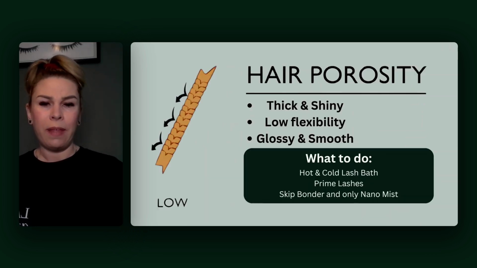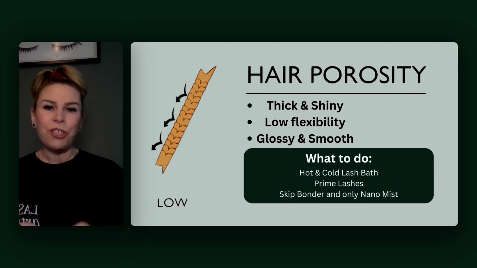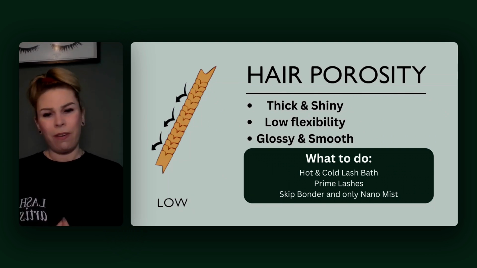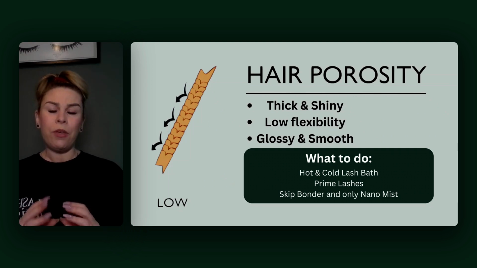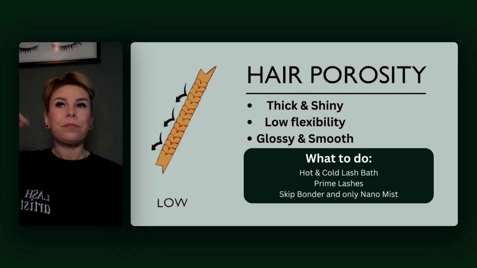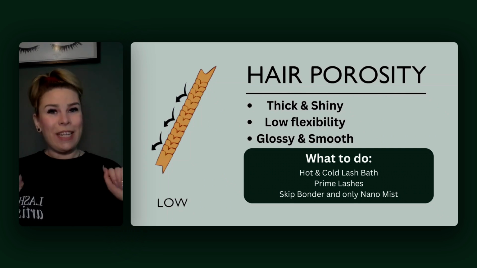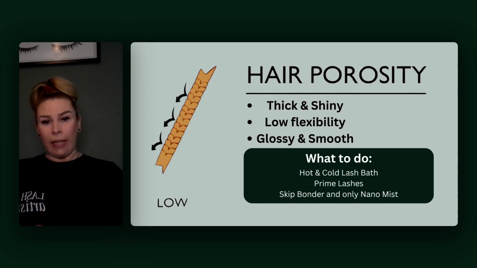So when it comes to low porosity, these are very thick and shiny lashes. They're not very flexible. They're usually very glossy and smooth. Okay, so you can always test this by maybe grabbing one of their lashes with your lash tweezer and trying to pull it up towards the ceiling. And you can just test and see how flexible it is, and if it's easy to put them almost in an upwards position, or if they just want to stick right straight, then that's a really good indication that they're most likely going to be a very low porosity lash.